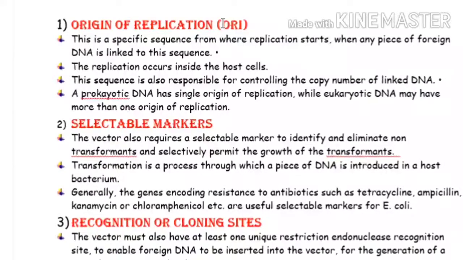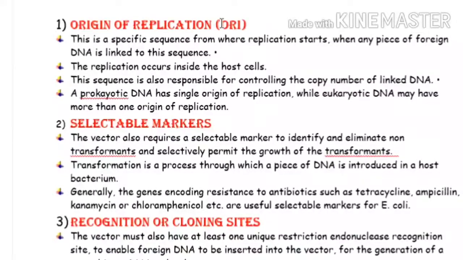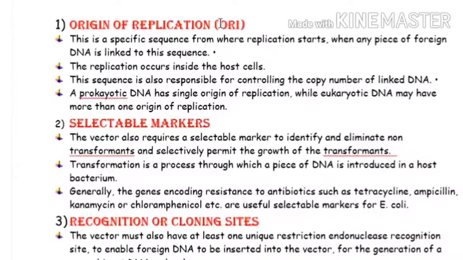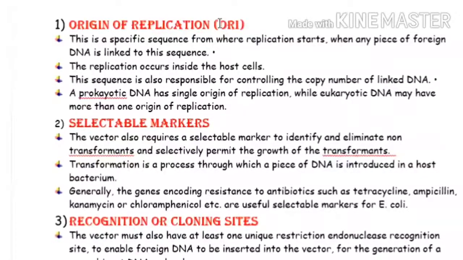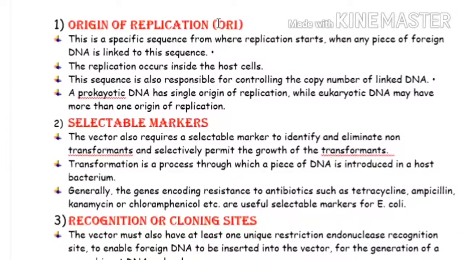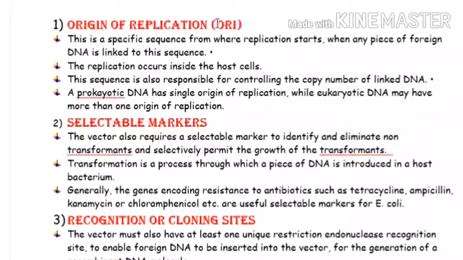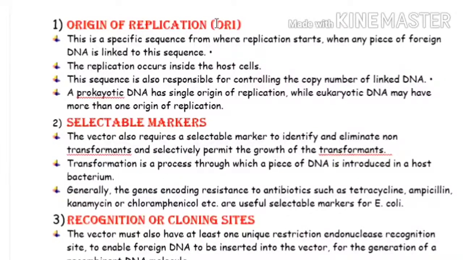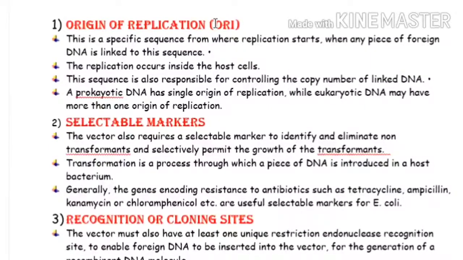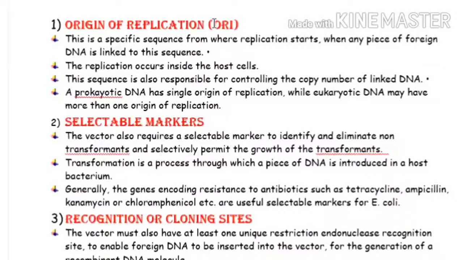That is the reason why we were not able to produce many copies of insulin gene isolation, because insulin gene by itself does not have ori site. But when it is linked to the plasmid, it is able to produce multiple copies of it because it was incorporated into the vector which was having ori site. So first important feature is that ori site should be there. This origin of replication site should be there. This is the site which will support high copy number also.